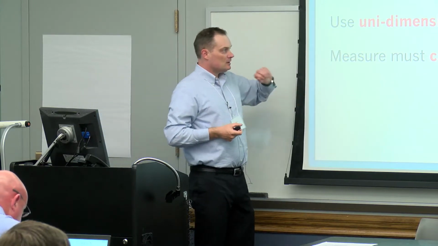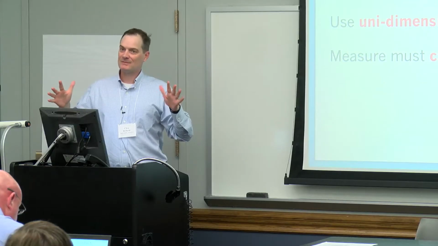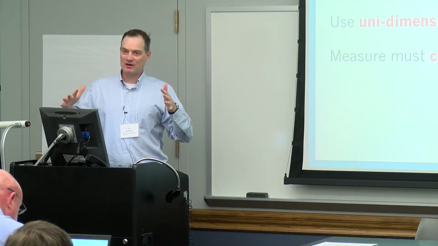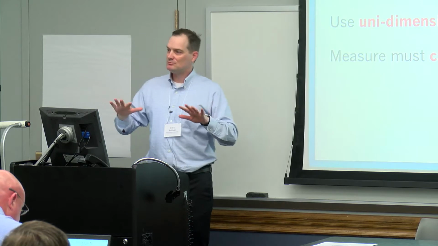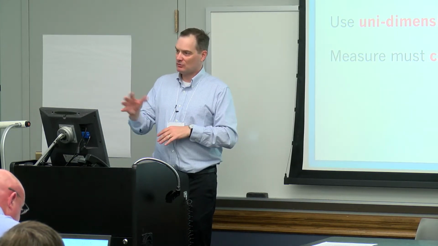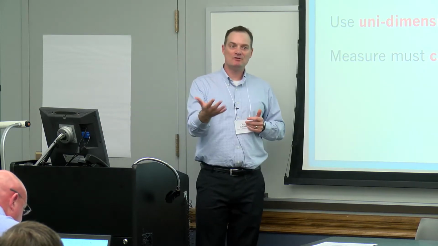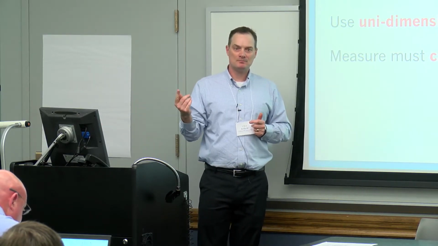And now, this unidimensional measure has to capture all of the goals of the program. So immediately, you can see why cost effectiveness analysis is kind of difficult to do. And we'll talk about ways we can get around that later in the week. But fundamentally, you're really supposed to just need one number.